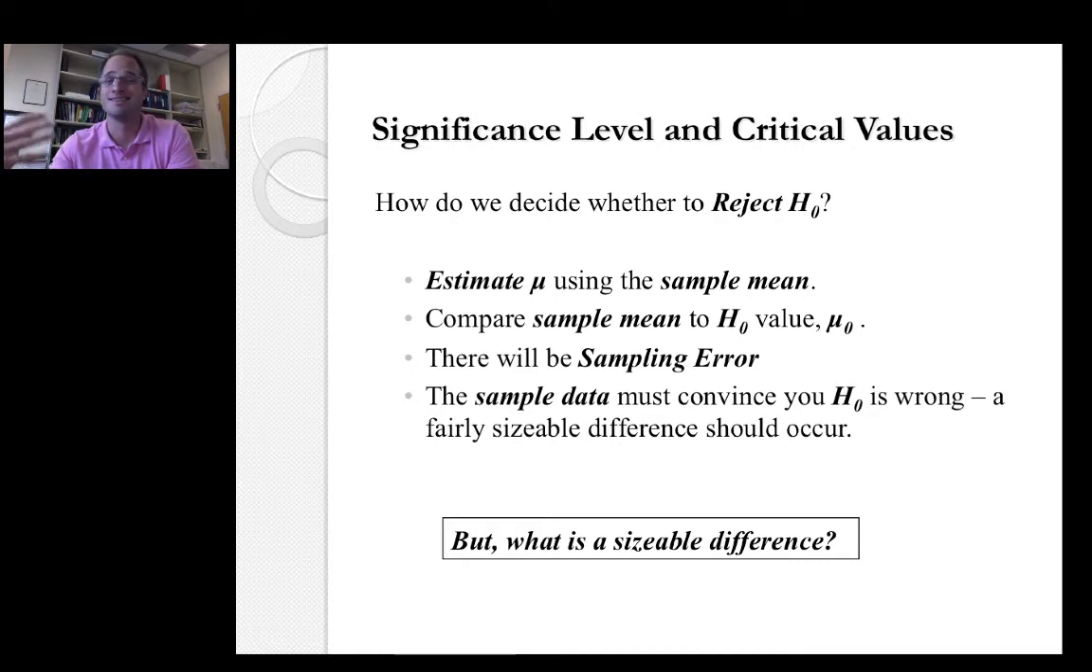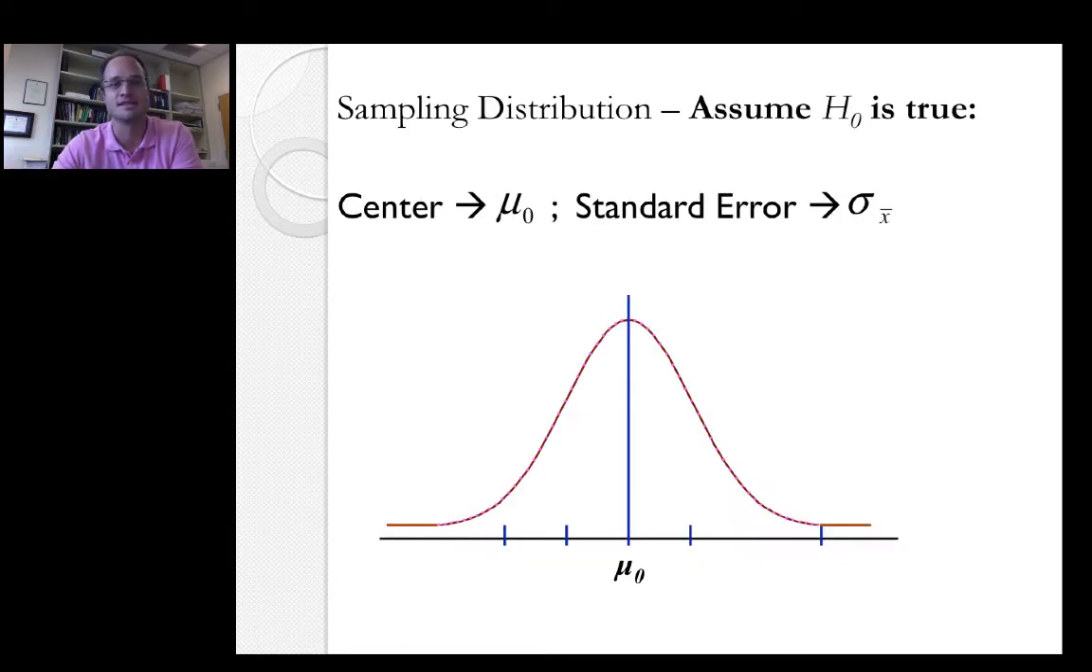And so x bar is likely going to differ from the true population mean because of sampling error. And so the sample data must convince you that H0 is wrong. So x bar has to be far enough away from our hypothesized value for us to reject this null hypothesis. All right, and so the question is, what's a sizable difference?